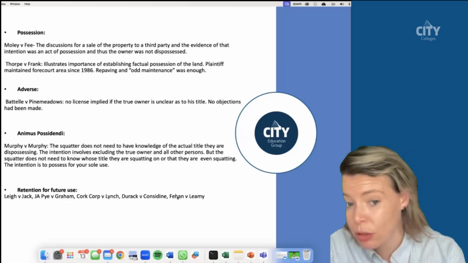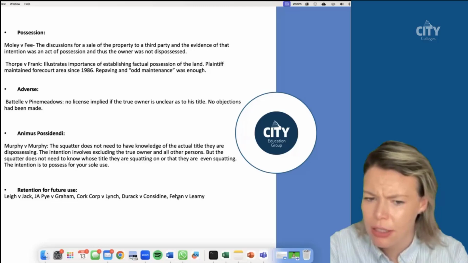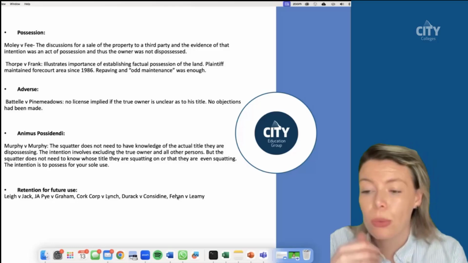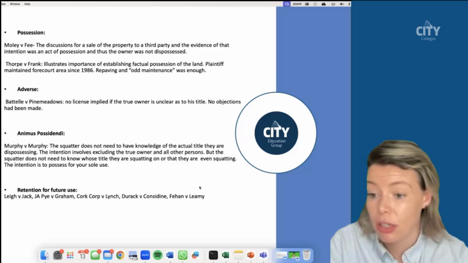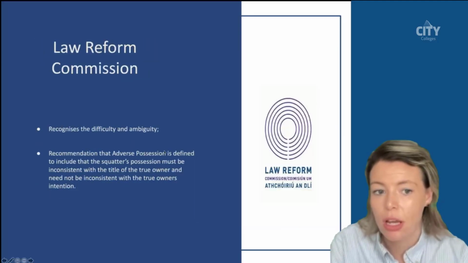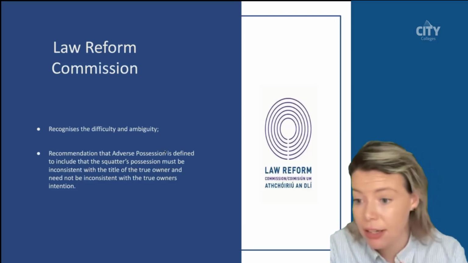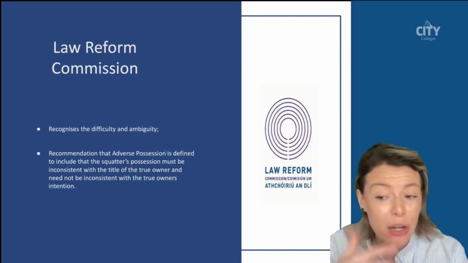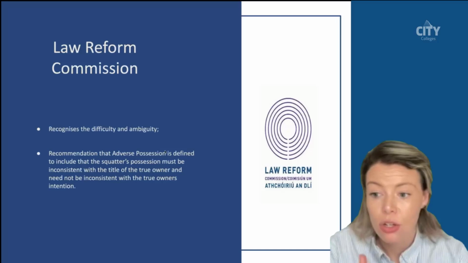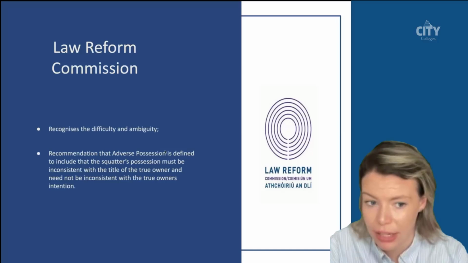The problem here is that Irish Land Commission and Lynch follows Leigh v. Jack in this jurisdiction. Jurek and Considine, and Fian and Leamy, don't, but they're all High Court decisions. So we have an unsatisfactory situation in Irish property law at the moment where we don't have a Court of Appeal or Supreme Court decision on the matter. What we do have is a 1989 Law Reform Commission report that recognises this difficulty and ambiguity. It goes on to say the Statute of Limitations says nothing about animus possidendi, nor does it state that we ever need to take into account the intention of the true landowner.